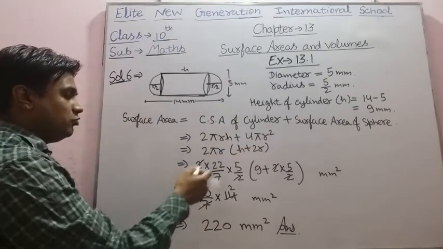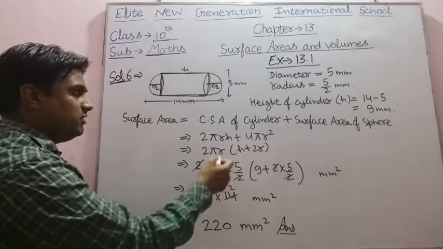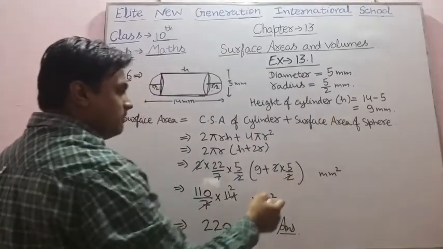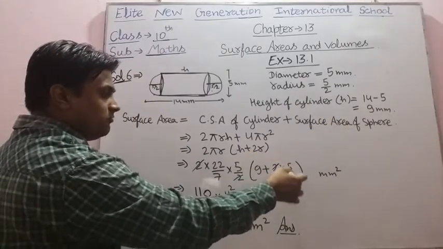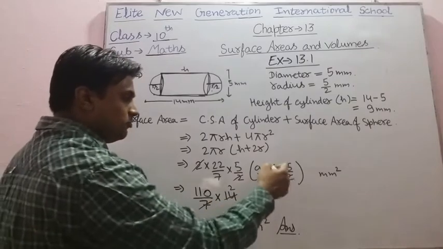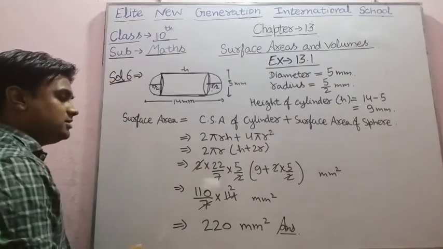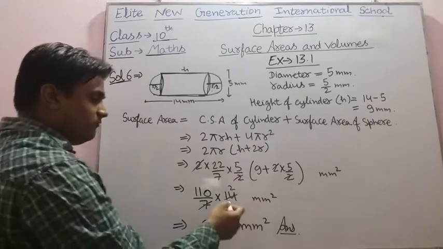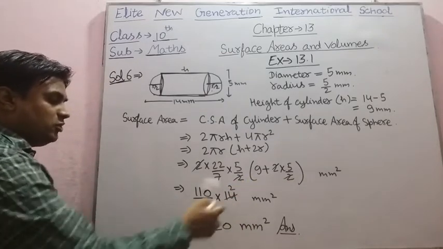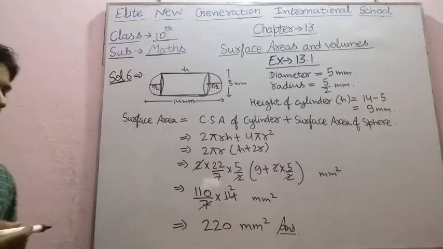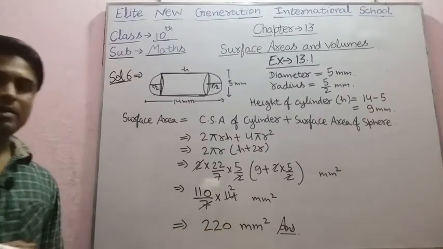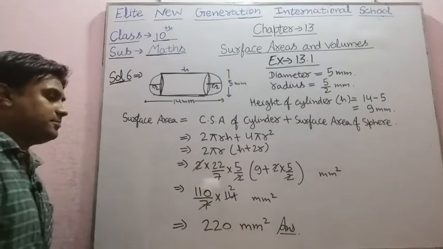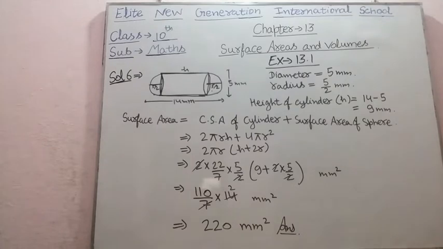Now putting the value 22 upon 7 in place of pi, the radius is 5 by 2, and h, the height of the cylinder, is 9, plus 2 into, in place of r, we can write 5 by 2. So this 2 will be cancelled and these 2 will also cancel. Now 22 into 5 is 110 upon 7 into 9 plus 5, that is 14. This 14 is cancelled by 7 two times. Now 110 into 2 will be 220 mm square. So this will be the surface area of this capsule. So in this way we can do this question.